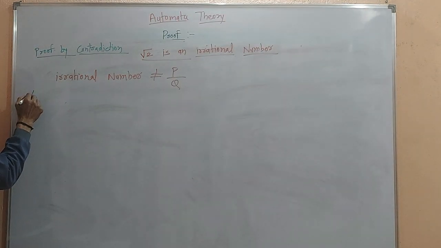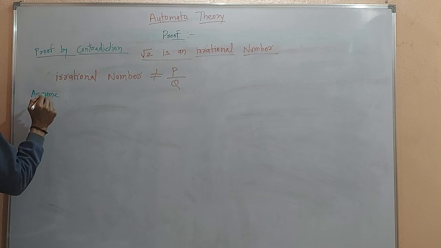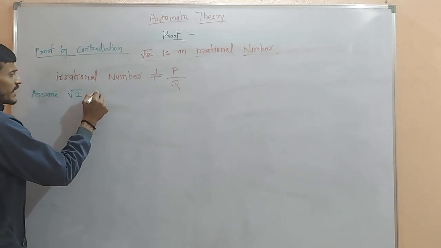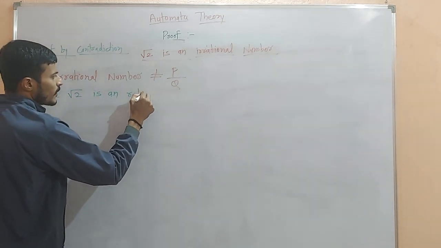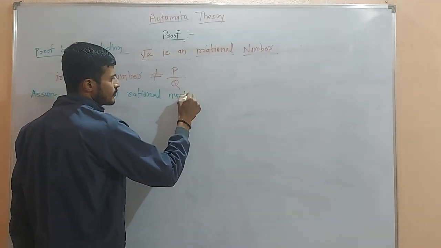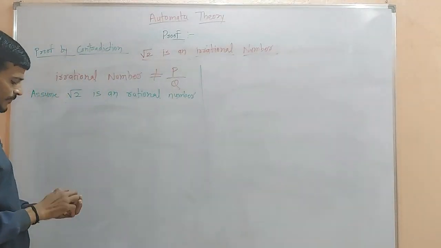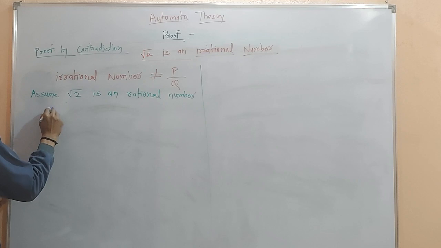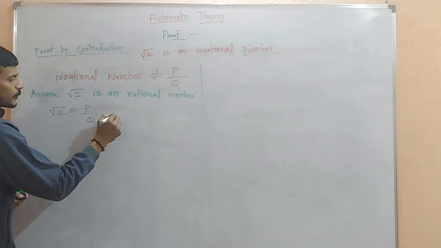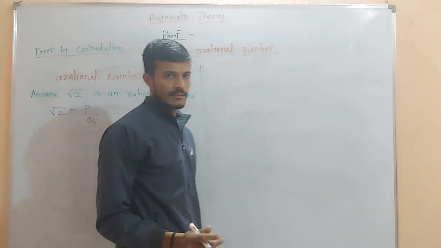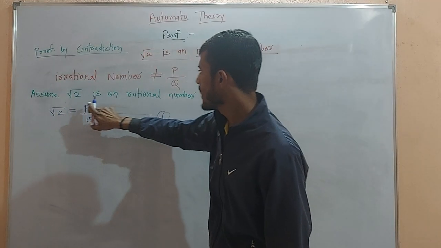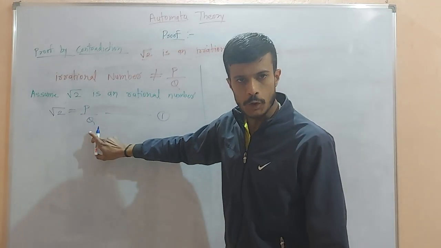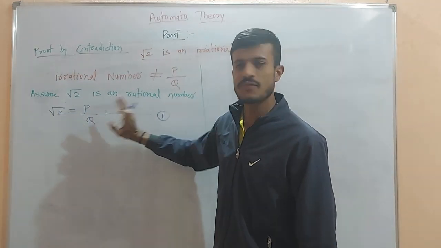So first of all you have to assume root 2 is a rational number. Okay, as I am assuming here a rational number, what will happen? Root 2 will be equal to p upon q. That is your equation number 1. Because as I am assuming root 2 is a rational number, root 2 will equal p upon q, meaning root 2 has a numerator as well as a denominator.